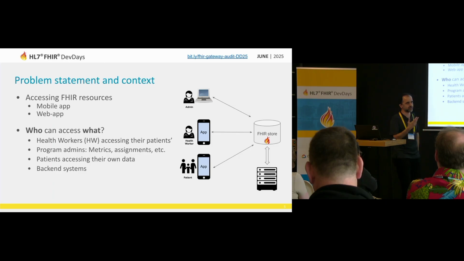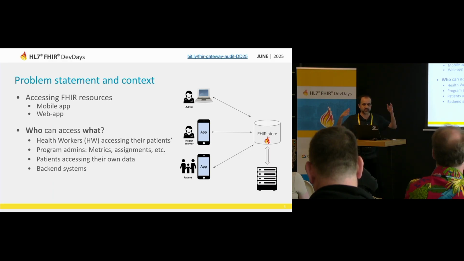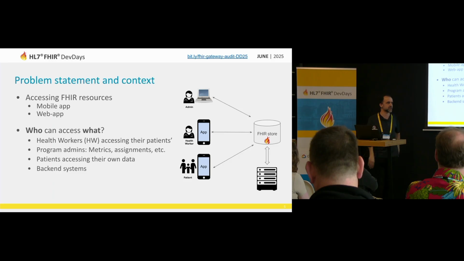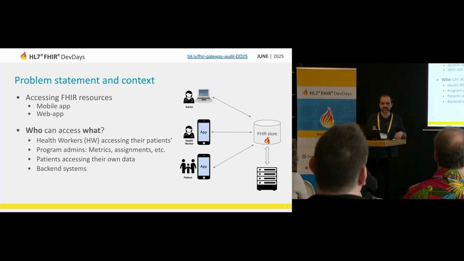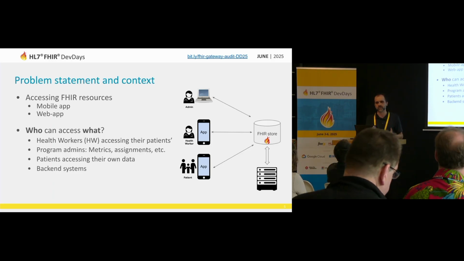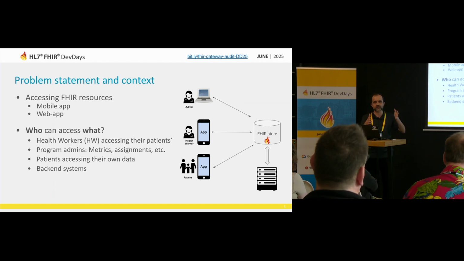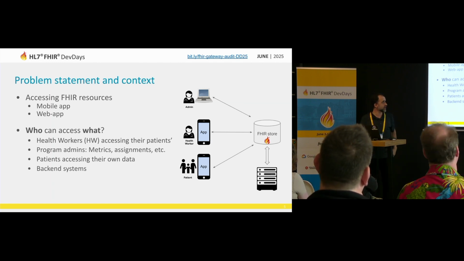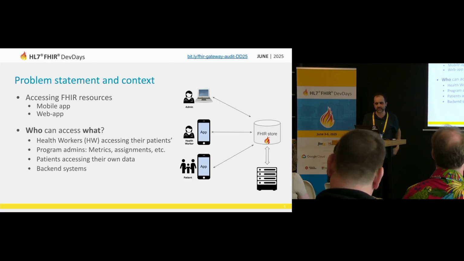That app could be a patient-facing, SMART-on-FHIR based app. It could be a web app that a program admin is using for managing health workers in a region. It could even be a backend component that needs to fetch data from a FHIR server. So all of these need some sort of access control. For example, for the health worker, maybe we just want to limit their access only to their patients. Or for the patient case, they should only have access to themselves or maybe their dependents, for example.